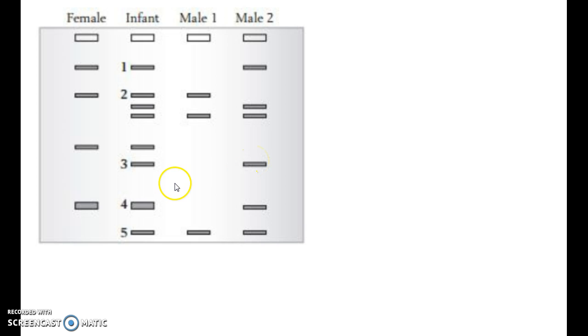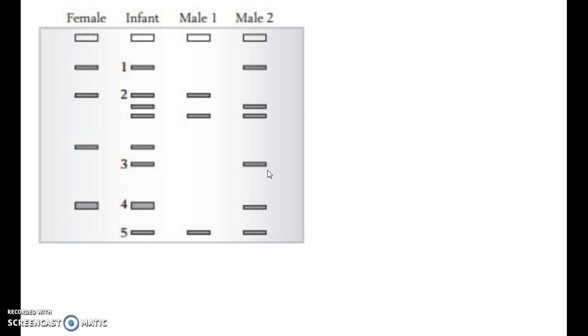So therefore, we look at all of them. Every fragment that is on this gel for the infant has either one from the mother or one from male number 2. There are some cases where it's both scenarios, and that could happen, but we're really looking for fragment 3, which is kind of the ideal situation where the mother could not have contributed, so the father had to.